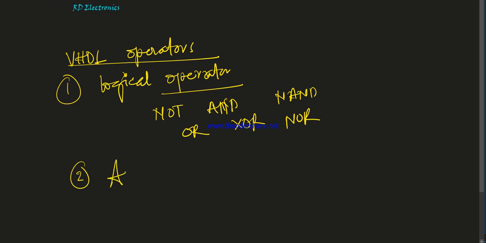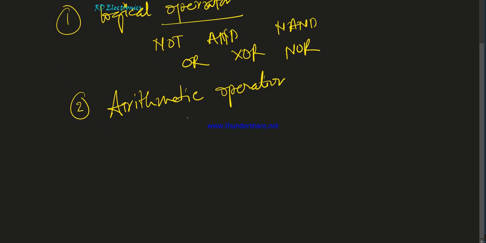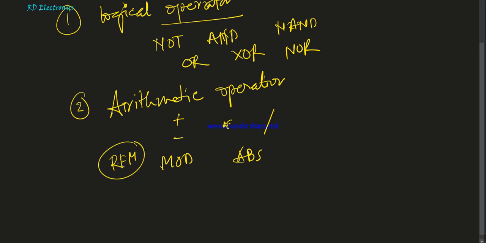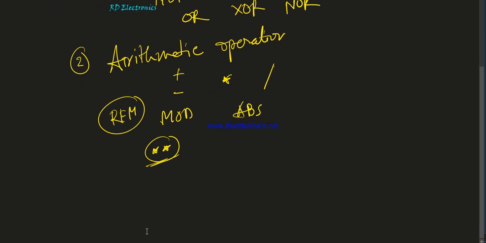Number 2 is arithmetic operation. So what is that? This is addition, this is subtraction, this is for multiplication, this is the star sign, this is division, ABS for absolute value, mod for modulus value, and if we get any remainder then we use rem, and for any exponent the double star is used.